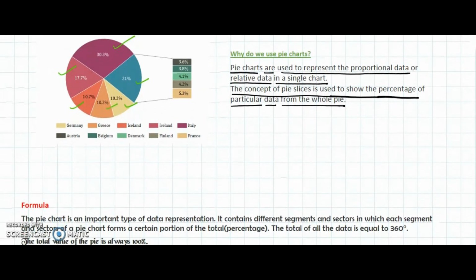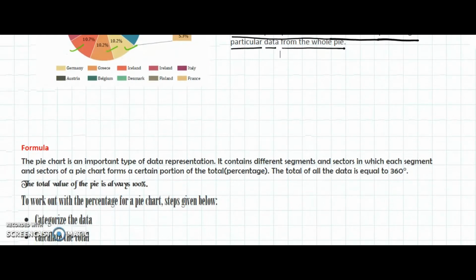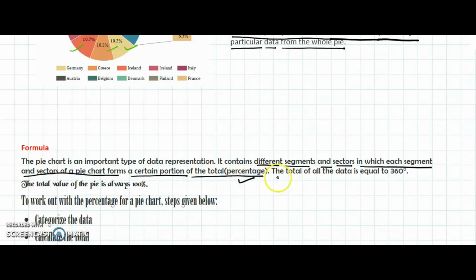Now what is the formula to find out the pie chart? The pie chart is an important type of data representation. It contains different segments, and we can see different sectors in which each segment, or sector, of a pie chart forms a certain proportion of a total percentage. We have to find out its percentage. And you all know that a full circle has a degree measurement of how much? That is 360 degrees. And a very important factor underlined here: the total value of a pie chart is always how much in percentage? It is always 100%.